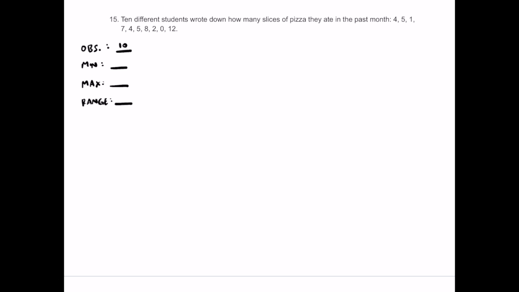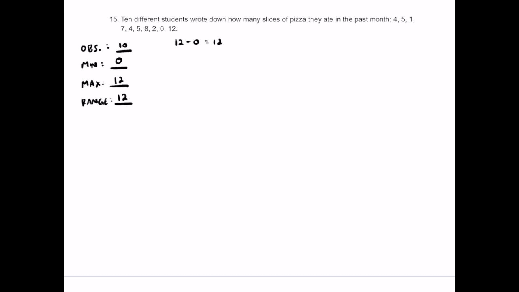And just do those 3 for now. For the minimum, looks like we do have a 0. And for the maximum, looks like we do have a 12. So for the range, we just have to do 12 minus 0, which is still 12. So the range is going to be 12 here. Pretty big range from 0 to 12, considering 12 is our largest value and 0 is our smallest value.